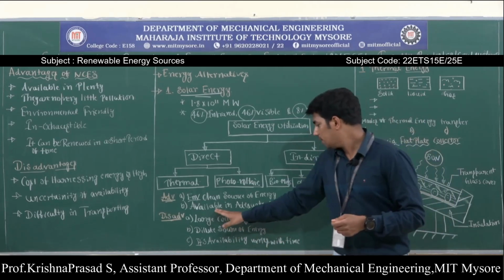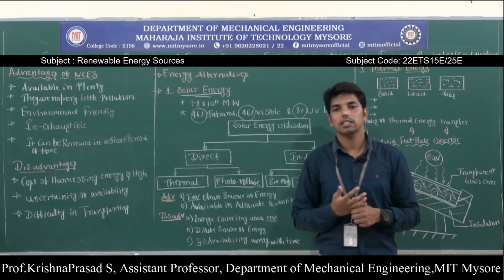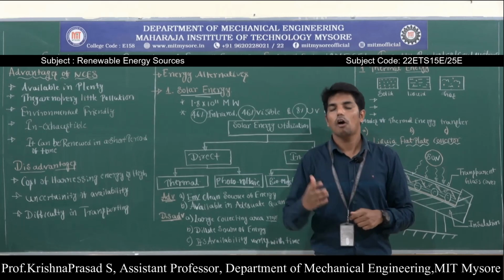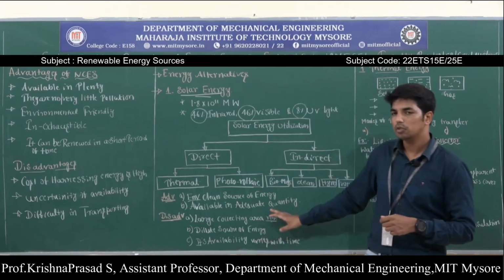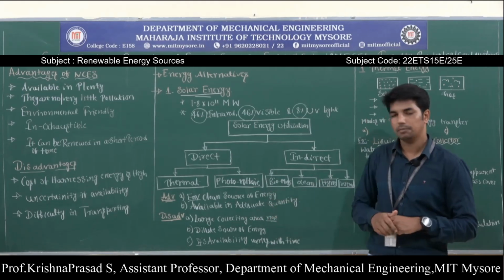Okay, next, available in adequate quantity. Yes, solar energy is available in adequate quantity in all parts of the world where people live. So this is the second most important advantage of solar energy.